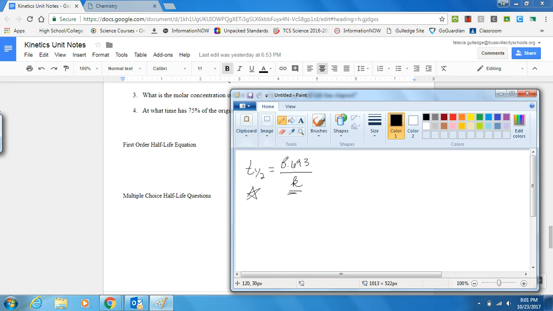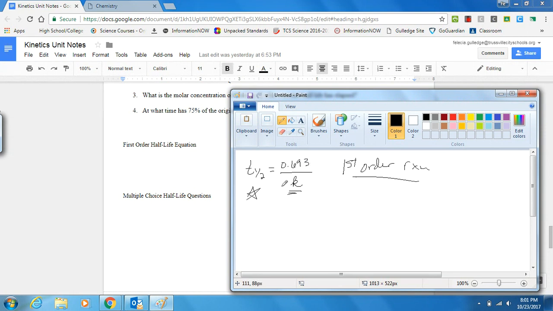Here are some other pieces of information you need to know. This is definitely the equation for a first order reaction only. All right, we're not going to get into the half-life equation for zero and second order at all. You can look that up on your own time if you'd like.